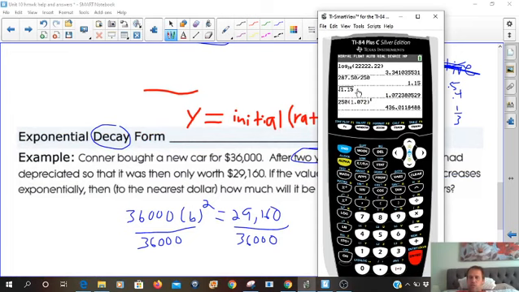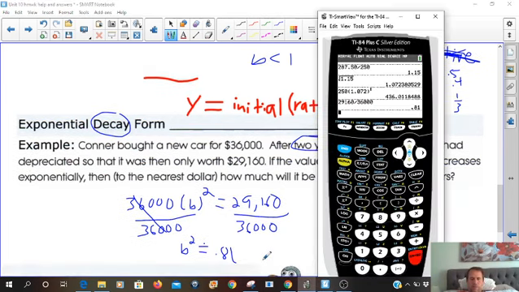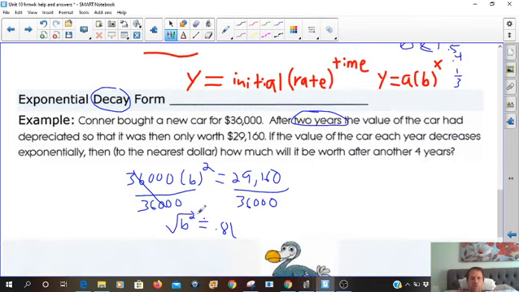So we're going to go ahead and do 29,160. Awesome. We're going to divide it by 36,000. And so we get 0.81. And so b is less than 1. In this case, we divided it over. So we're going to get b squared is equal to 0.81. Okay, so now we want to square root both sides. And so then b is equal to the square root of 0.81.